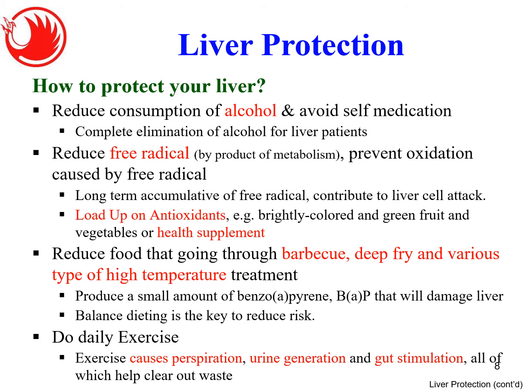The third is to reduce consumption of barbecue food, those deep-fried foods and food that is cooked at high heat. And try to take a healthy and balanced diet. That's the most important. And the fourth one will be to exercise regularly. Exercise can help to clear toxin waste through perspiration, urine generation, and gut stimulation.